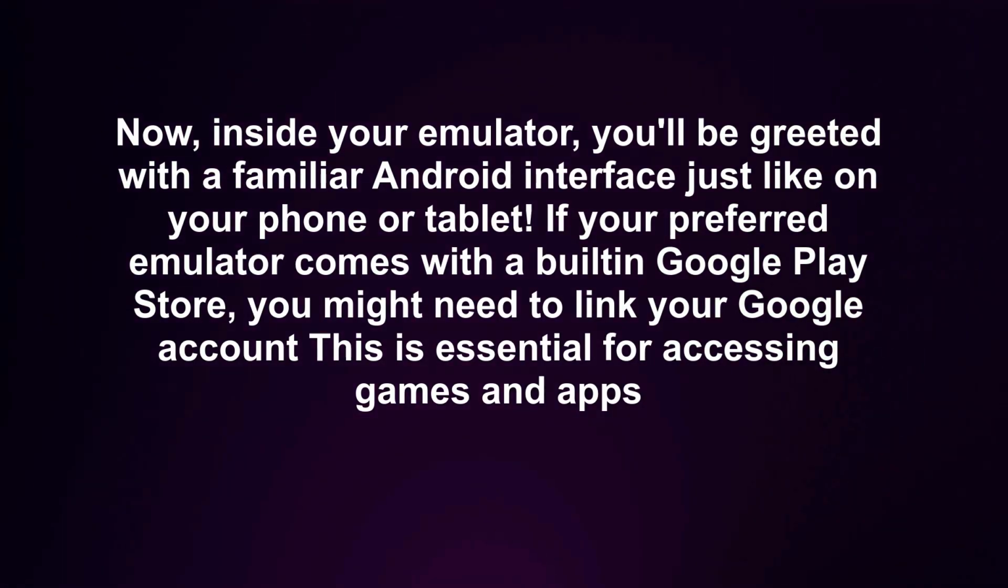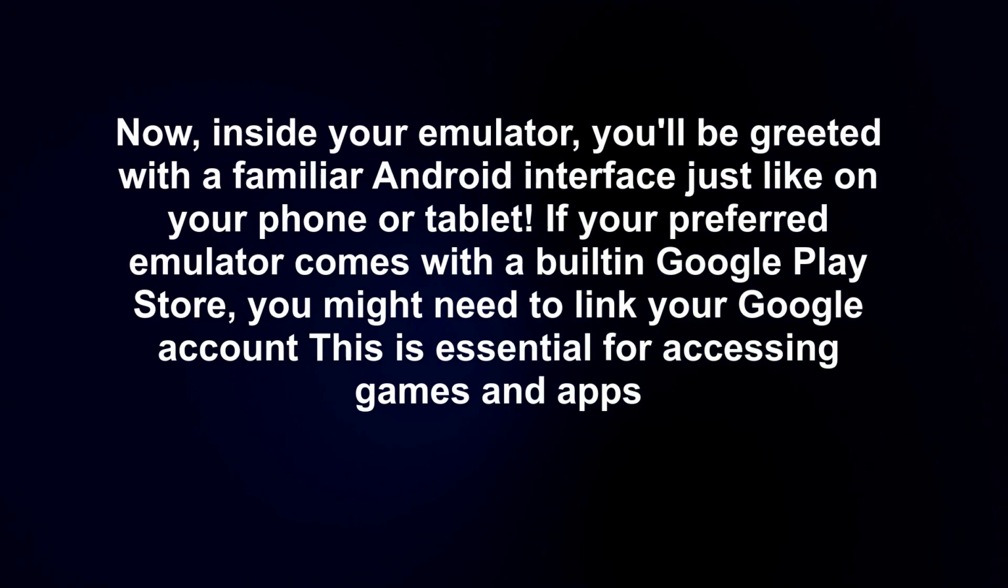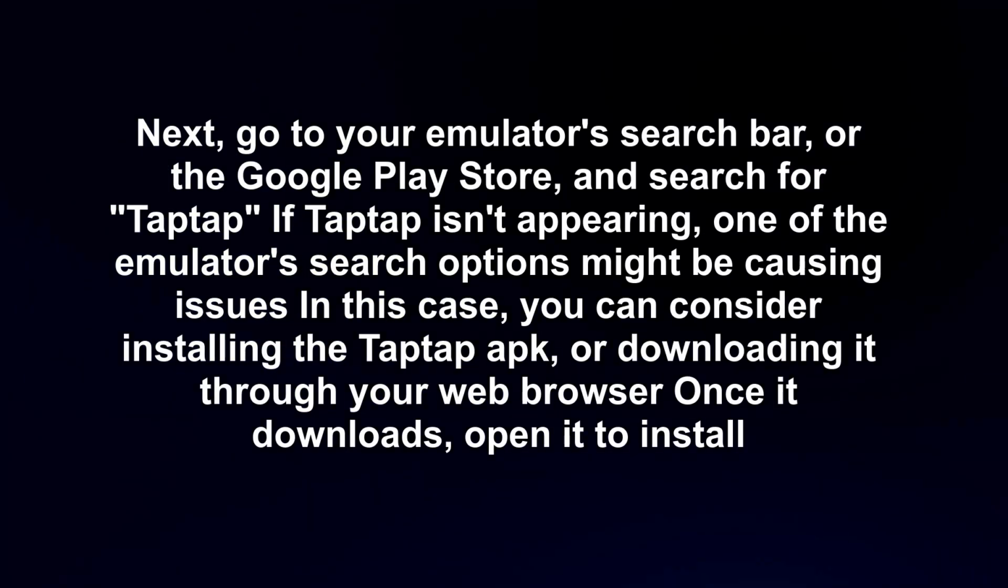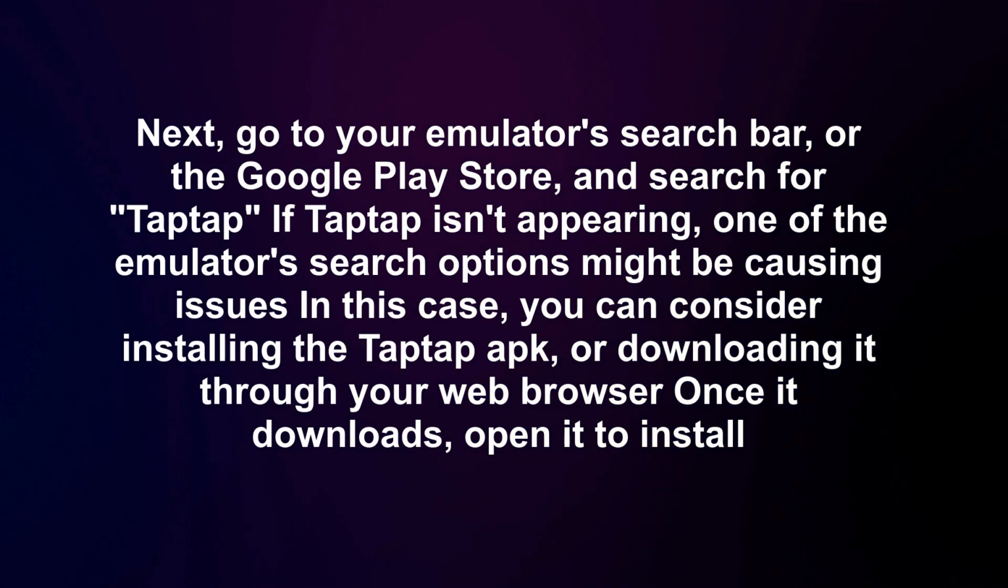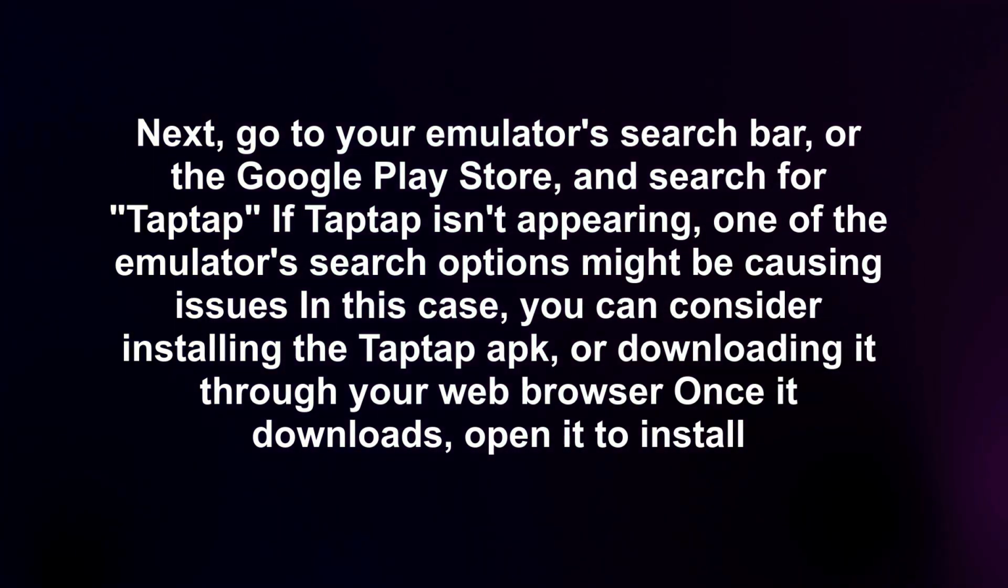If your preferred emulator comes with a built-in Google Play Store, you might need to link your Google account. This is essential for accessing games and apps. Next, go to your emulator's search bar or the Google Play Store and search for TapTap. If TapTap isn't appearing, one of the emulator's search options might be causing issues.